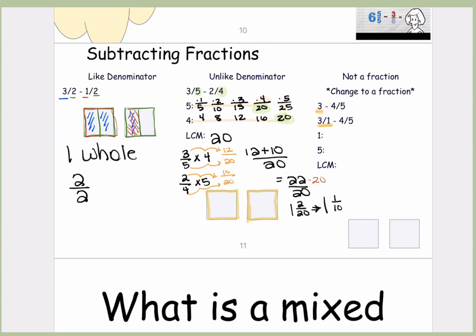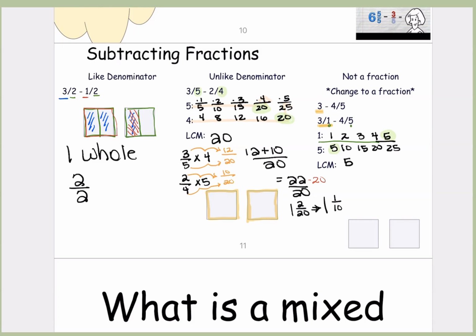Perfect. Looking at the denominators here, we have 1 as a denominator and 5 as a denominator. Those are not the same, so we need to write out our multiplication facts for these. We have times 1 is 1, times 2 is 2, times 3 is 3, times 4 is 4, times 5 is 5. Here we have 5, 10, 15, 20, and 25. The number that they have in common is 5, very simply. So their least common multiple is 5.